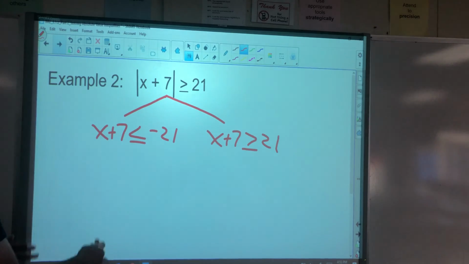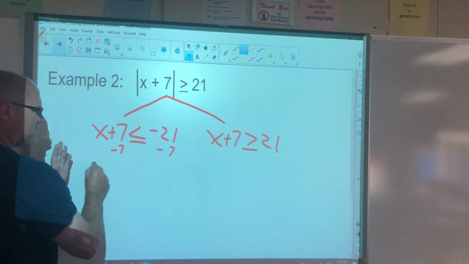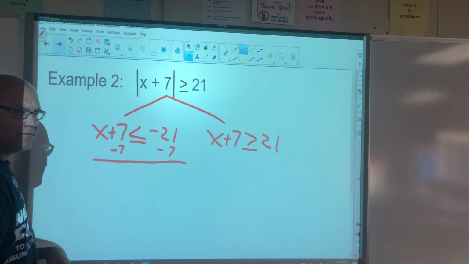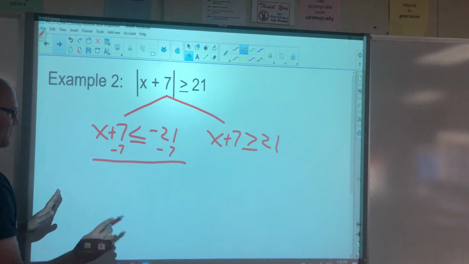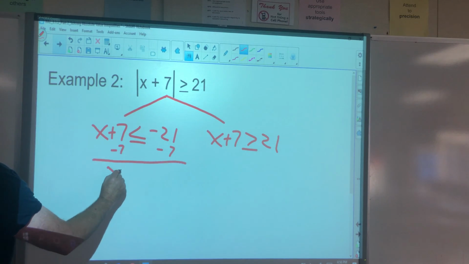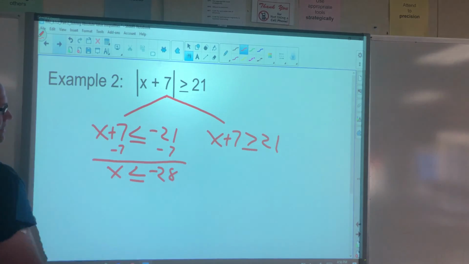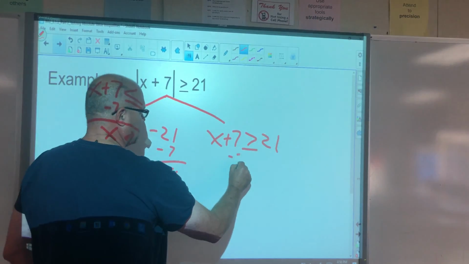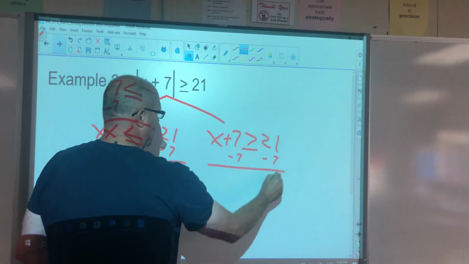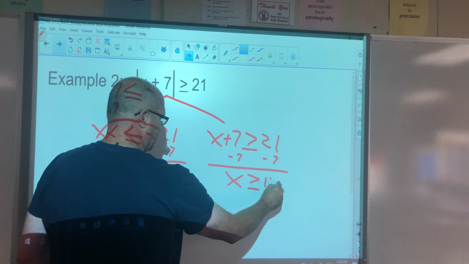All right, so now let's subtract 7 from both sides. Do we have to flip the sign when we subtract 7? No, we don't. We don't flip the sign, right? It's only when you multiply or divide by a negative. So we're going to get x is less than or equal to negative 28. This side, same thing, subtract 7, and we get x is greater than or equal to 14.